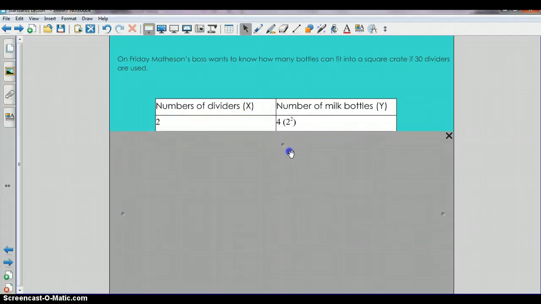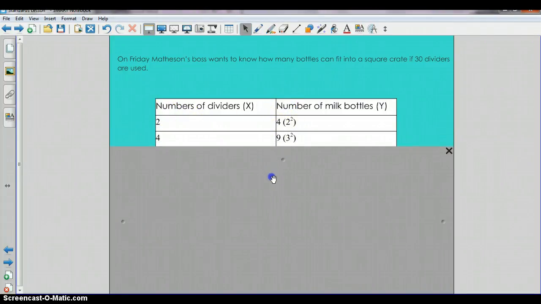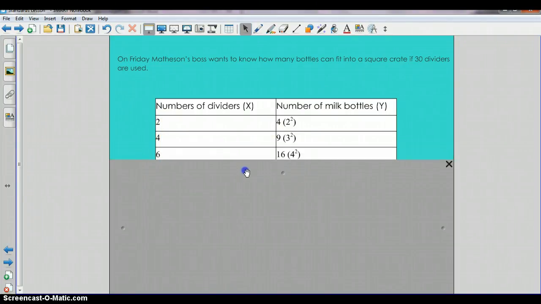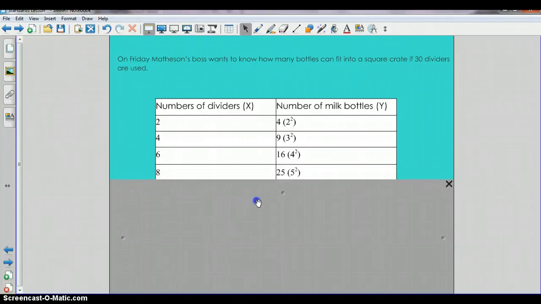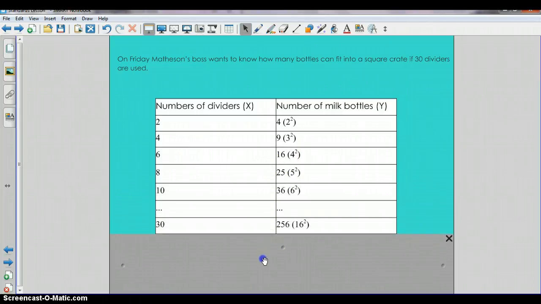So just start with basics. We have 2 dividers and 4 bottles can fit in it. And then 4 dividers and 9. Those are both illustrated in the pictures. They can ignore these exponents. We'll get back to those later. So we just kept going up on this side by multiples of 2. So 6 dividers, 16. So it just continues. You begin to see a pattern until you reach the 30 dividers.